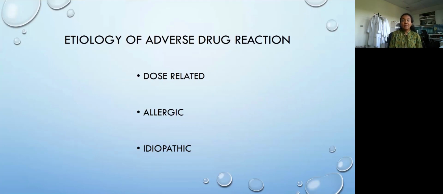So there are three types of etiologies that we need to know as to why adverse drug reactions may occur. The first one is dose-related. The second one could be an allergic adverse drug reaction, or the third one is idiopathic, meaning we simply may not know why the drug is having an adverse reaction. So we'll get into each of these three types of etiologies next.